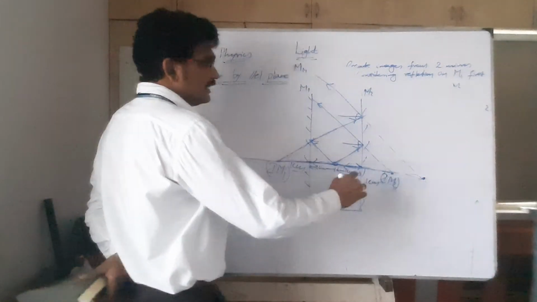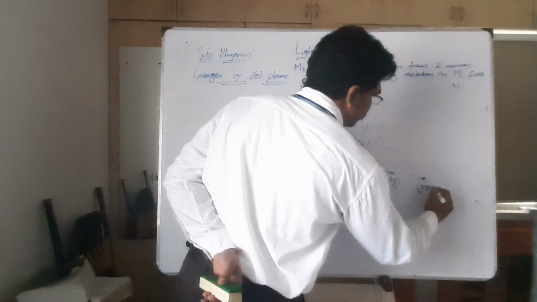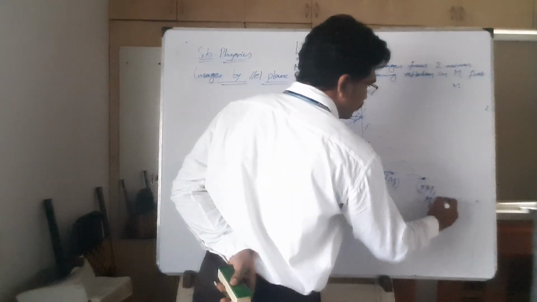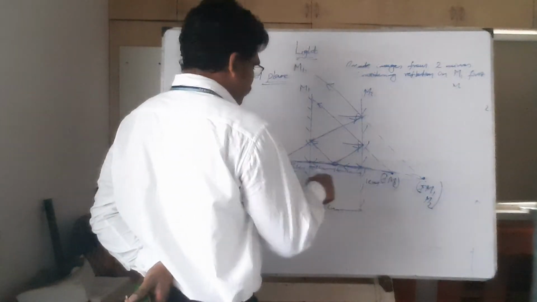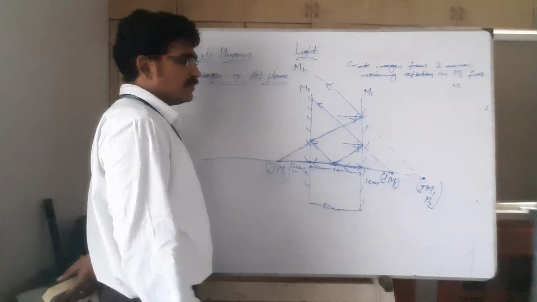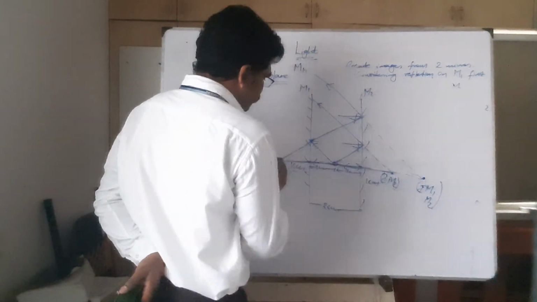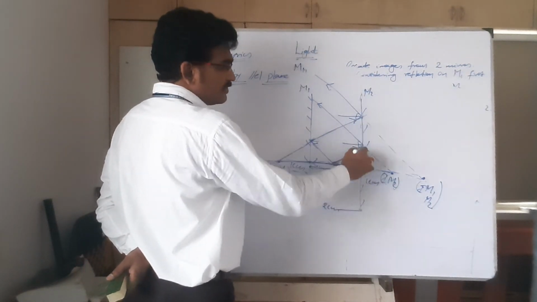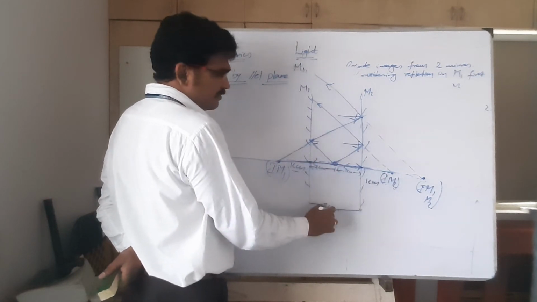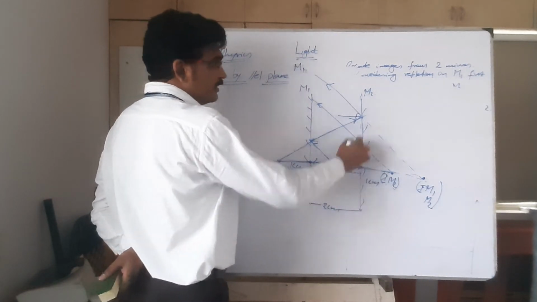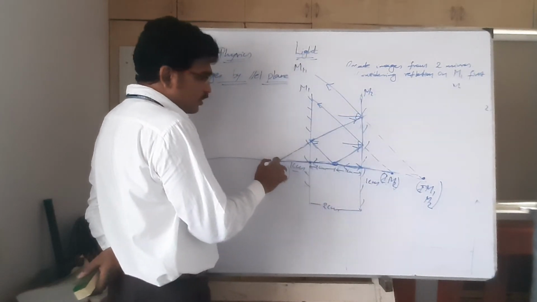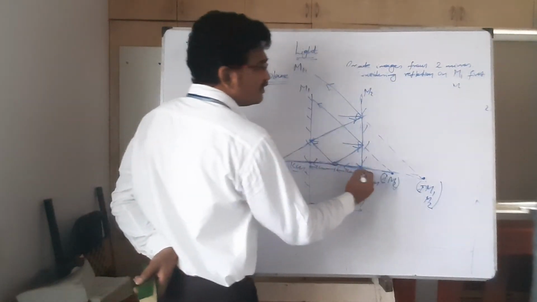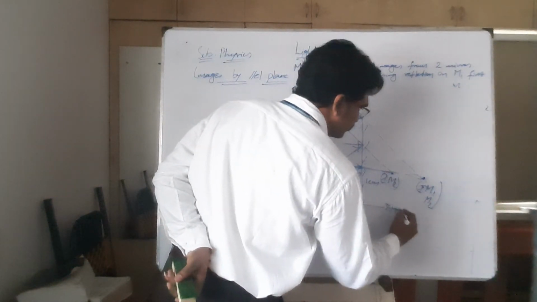What is this image? This is the image IM1. This is the image of this object IM1 on M2. This is the image formed IM1 on M2. Now you see here, from M2 this object is at what distance? Means M2 means this one. So from here to here 2 centimeters, from here to here 1 centimeter. So from M2 this object is at 3 centimeters, so the image also will be 3 centimeters. So this is 3.